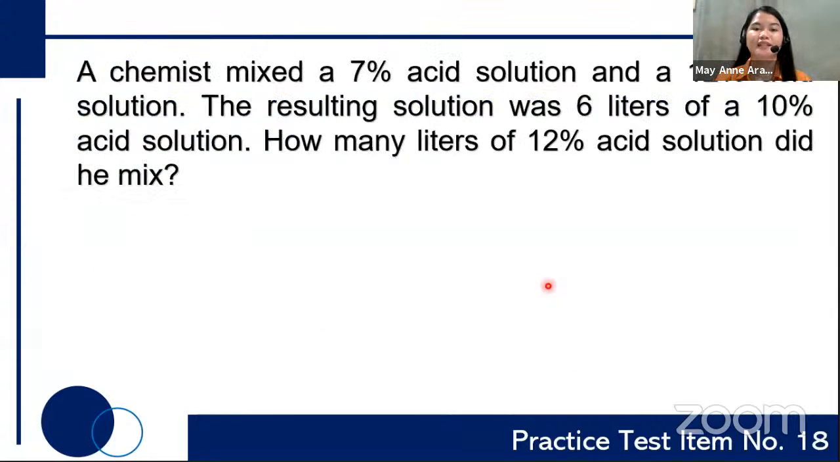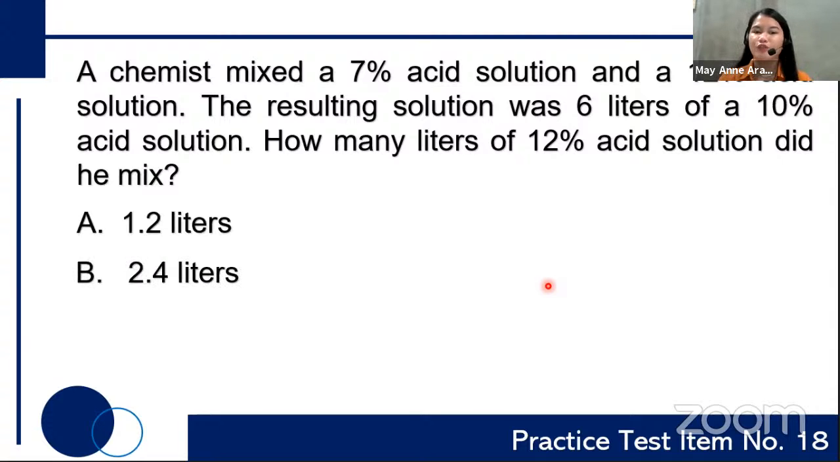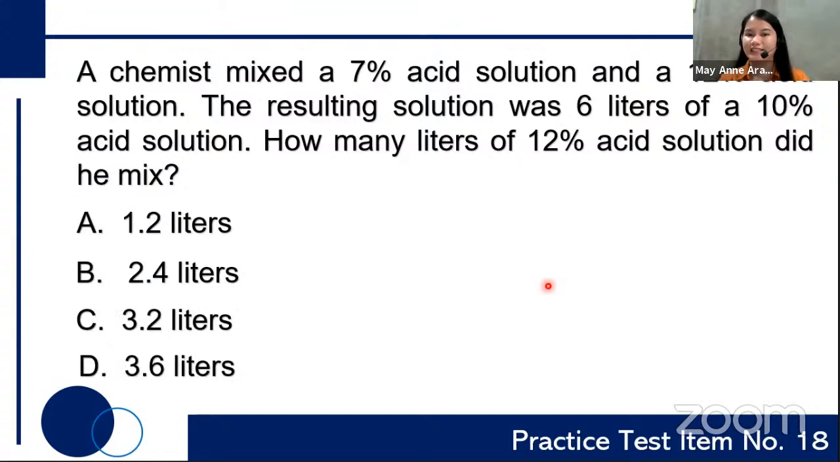Okay. A chemist mixed a 7% acid solution and a 12% acid solution. The resulting solution was 6 liters of a 10% acid solution. So how many liters of 12% acid solution did he mix? A, 1.2 liters, B, 2.4 liters, C, 3.2 liters, and D, 3.6 liters.